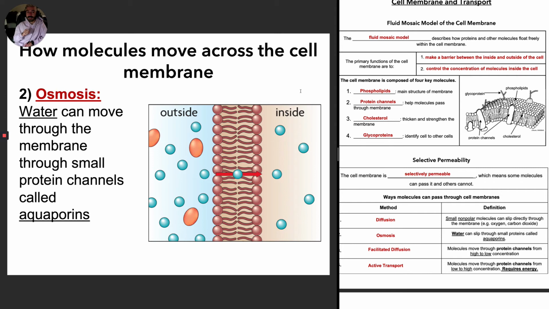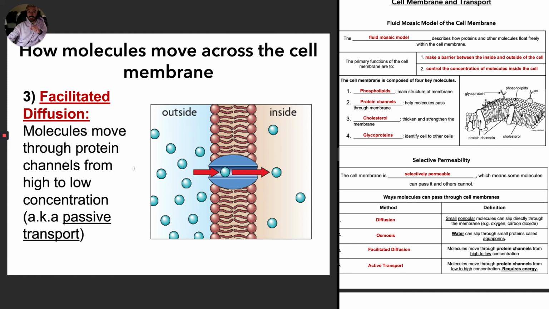The second is osmosis. This is specifically looking at water, and it's where water moves through the membrane through very small water-specific protein channels, and we call these aquaporins. Aqua referring to water, and porin, kind of like pore, right? You have pores on your face or on your skin, and so you can think of pores as holes. So I think of it as water holes. Water moves through these aquaporins to get from one side of the membrane to the other.